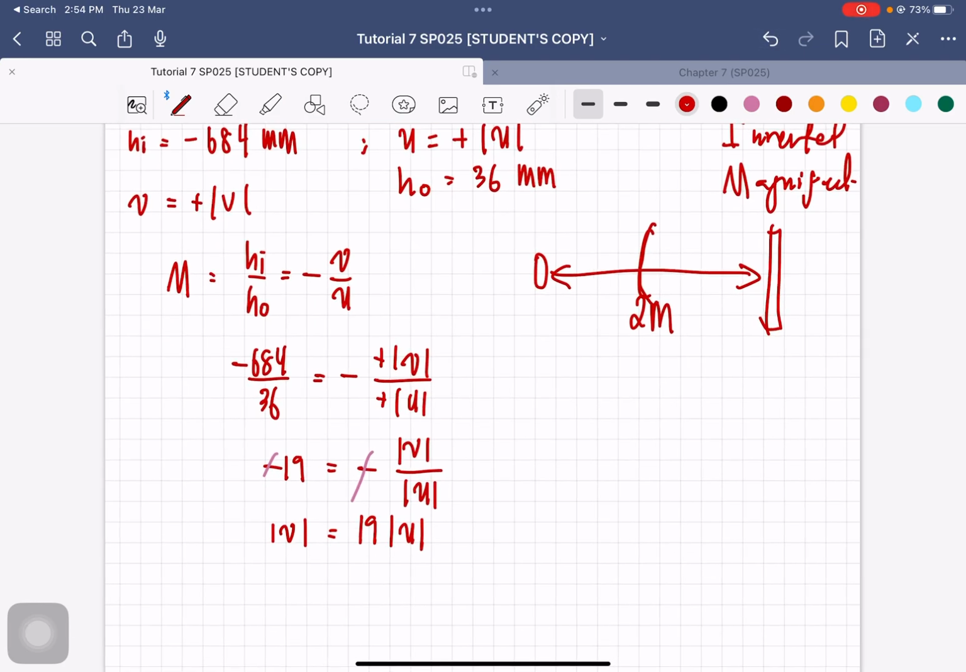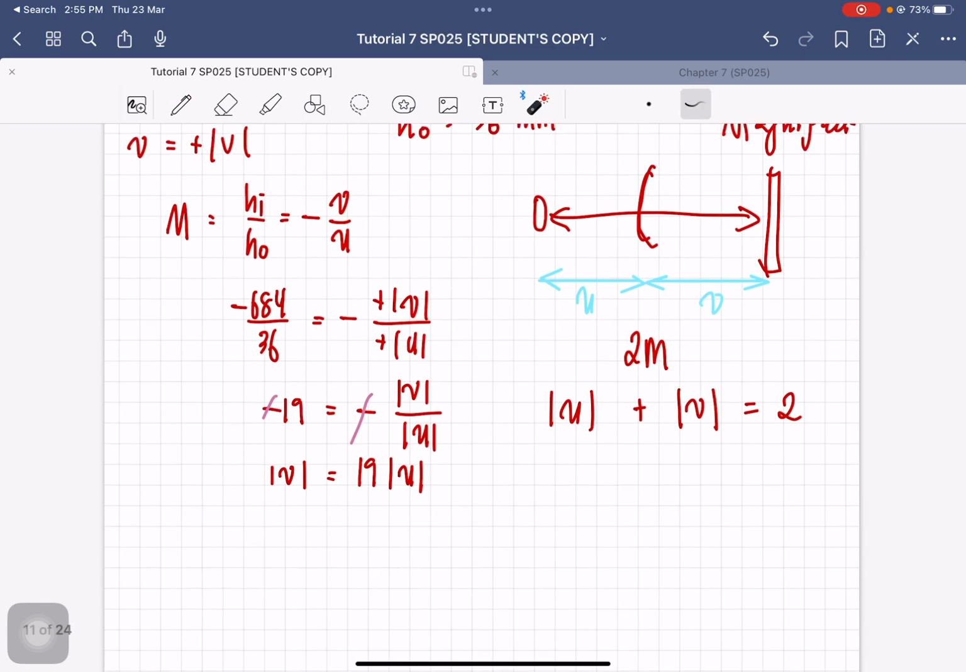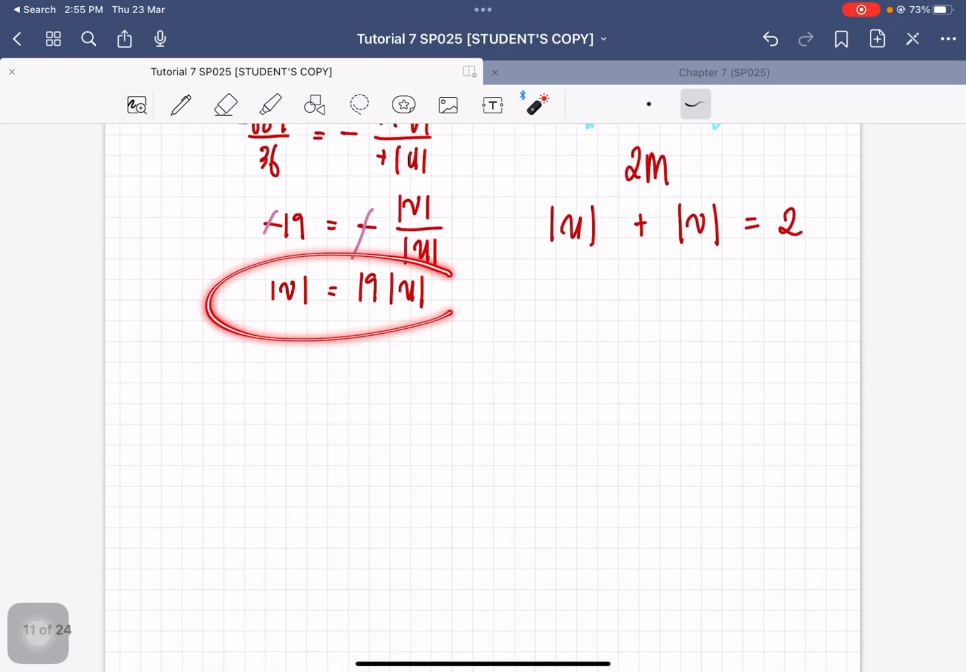So what I'm trying to tell you is that the object distance and the image distance should add up to 2 meters. For example, here is distance u, and here is distance v, and this whole distance will be equal to 2 meters. So u plus the image distance would be equal to 2. It cannot be more than 2 meters, because the distance between the object and the screen is just 2 meters. So we get two equations here.